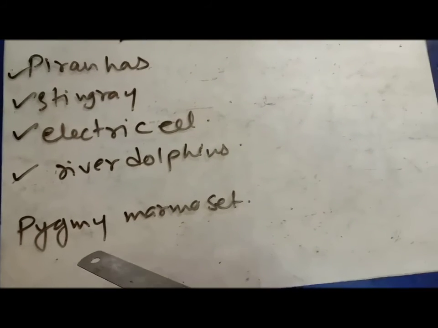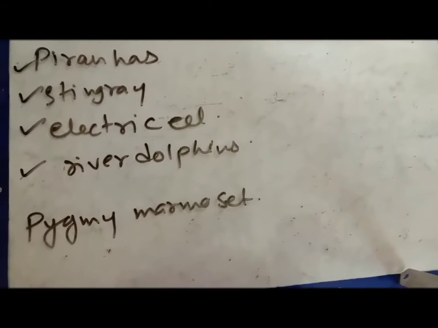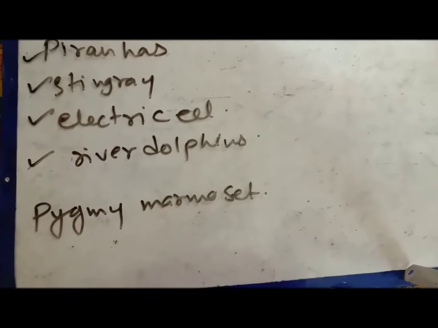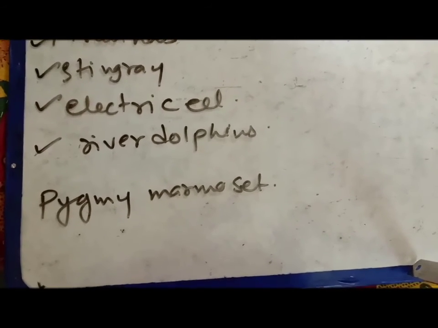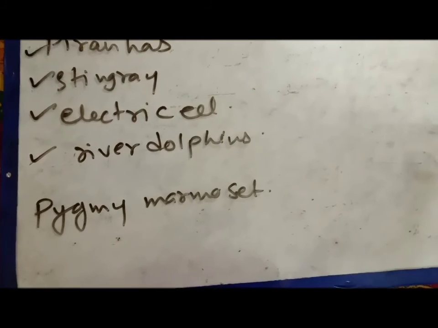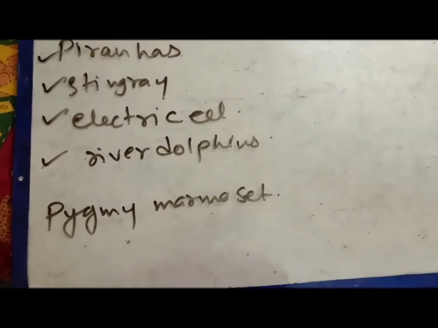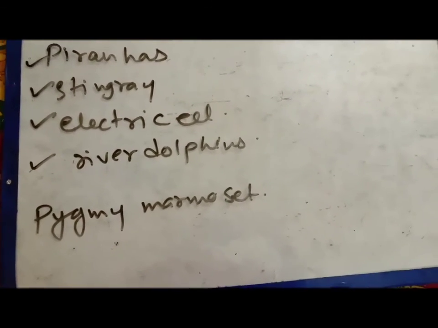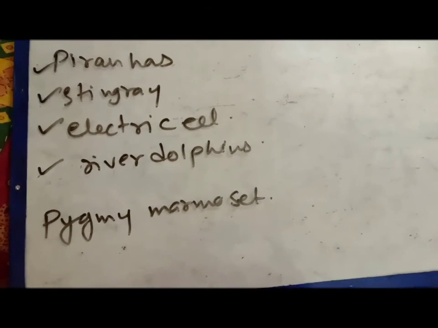Now here you can see I have written pygmy marmoset. What is that? It is actually one of the smallest monkeys in the world, found in the forests of South America. Its name is pygmy marmoset. It can fit in your palm; if you take it in your hand, it can be fitted in your palm.